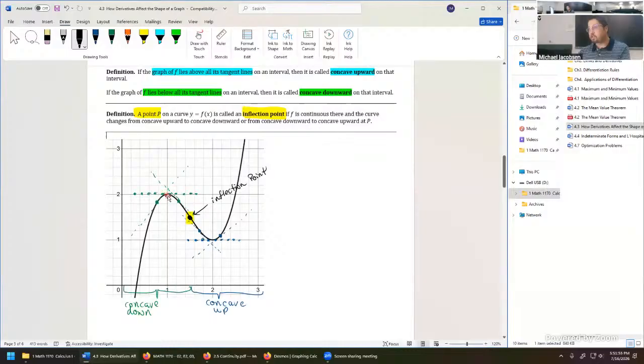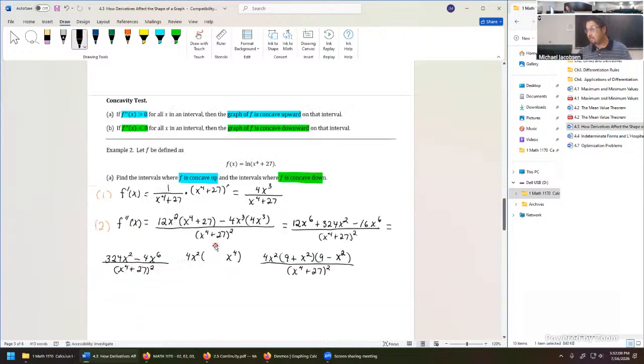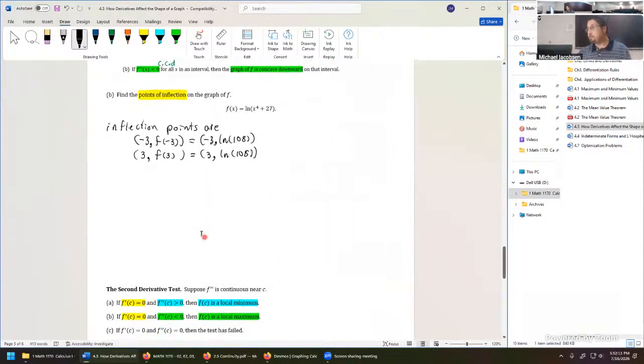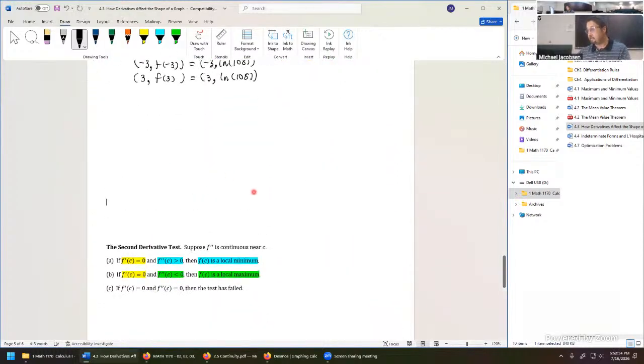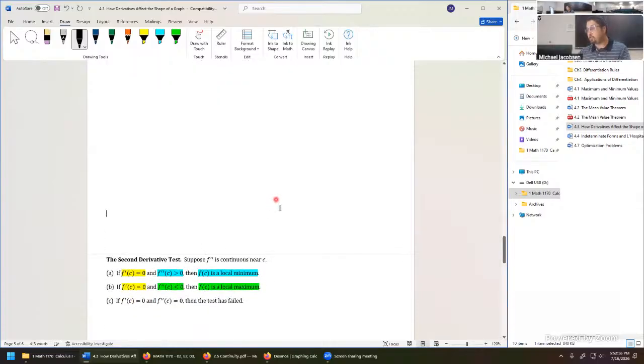In a region where it was concave down, we have a local maximum somewhere in that region. In a region where it was concave up, we have a local minimum somewhere in that region. Turns out that's not a coincidence at all, which is kind of a remarkable fact. And this whole content here becomes the idea behind the second derivative test.